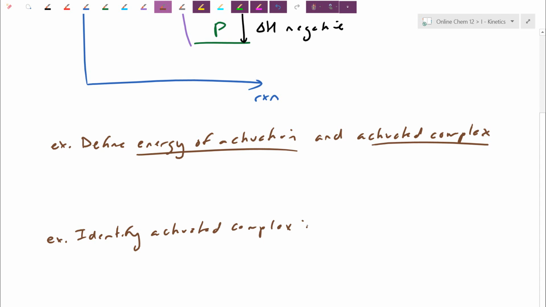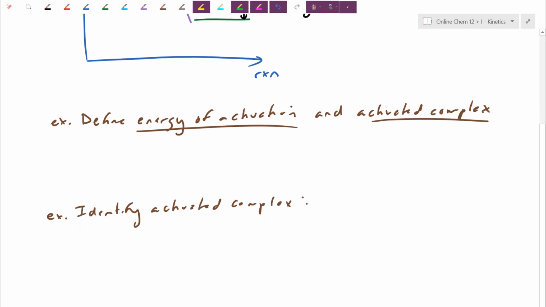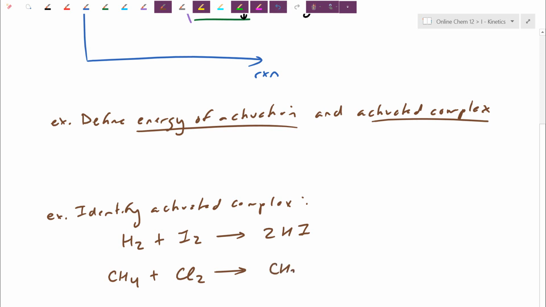All right, let me give you the reactions here. Let's do H2 and I2. These react to become 2HI. And let's do CH4 and Cl2. This one ends up becoming CH3Cl and HCl. So again, I would encourage you to pause the video. You can try it out for yourself.